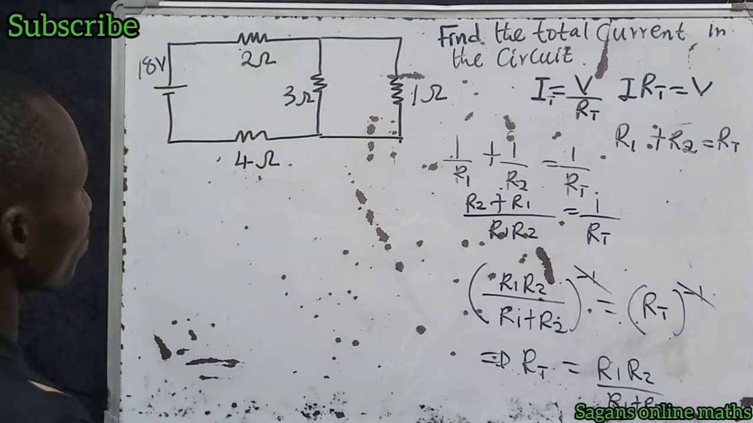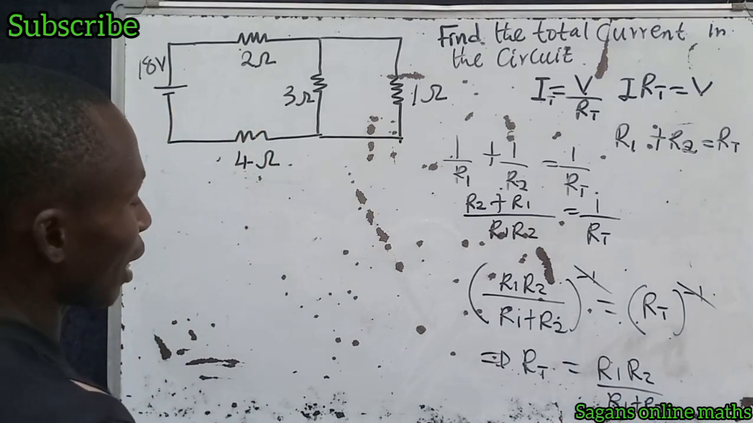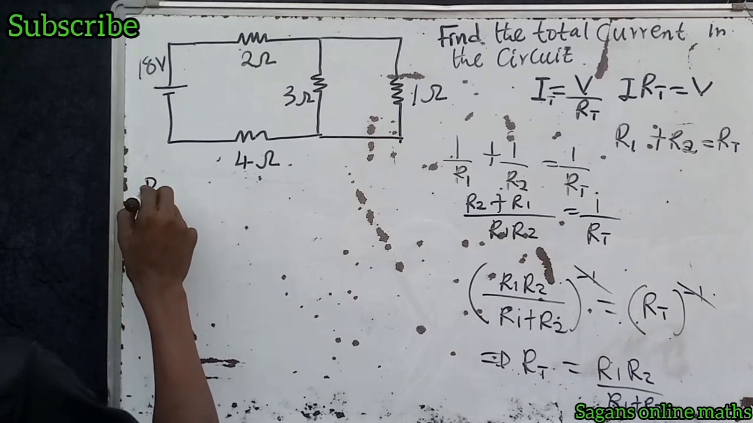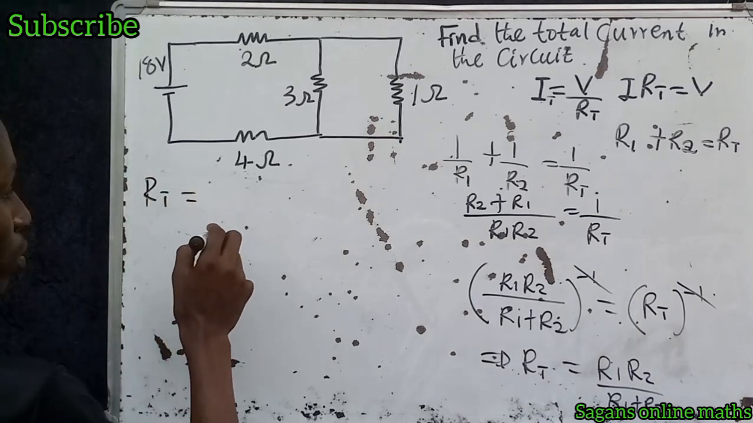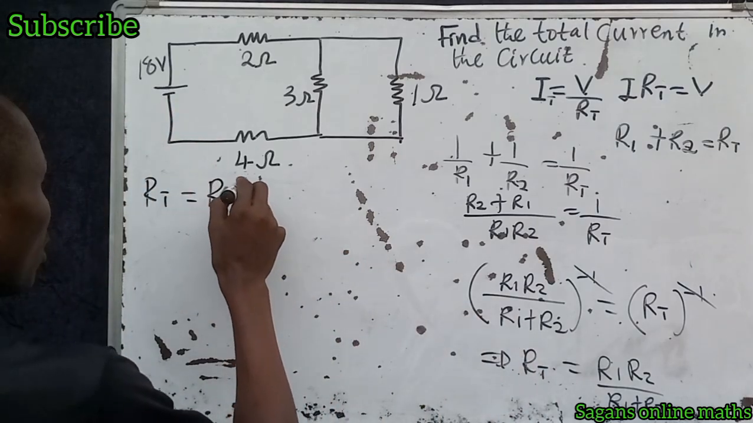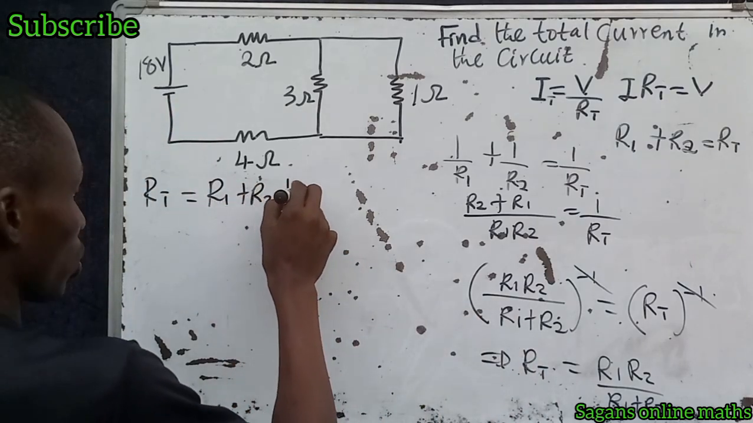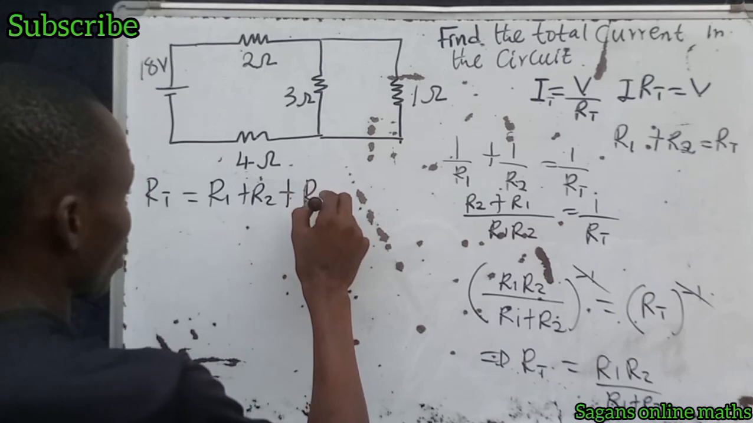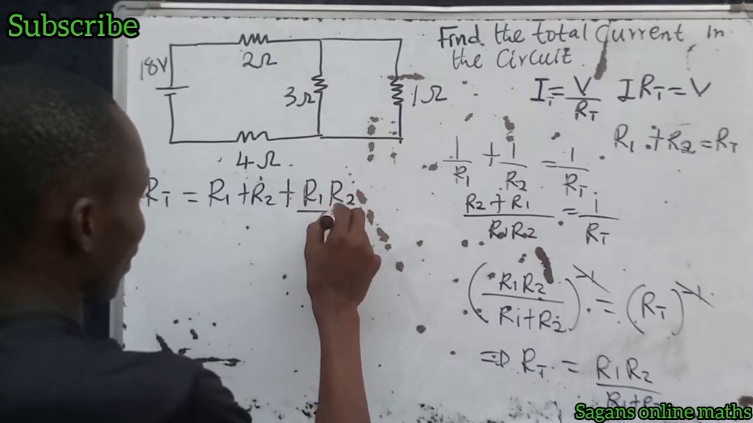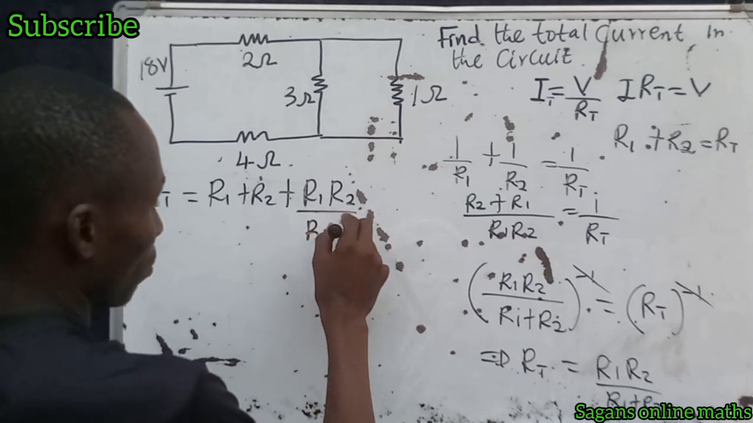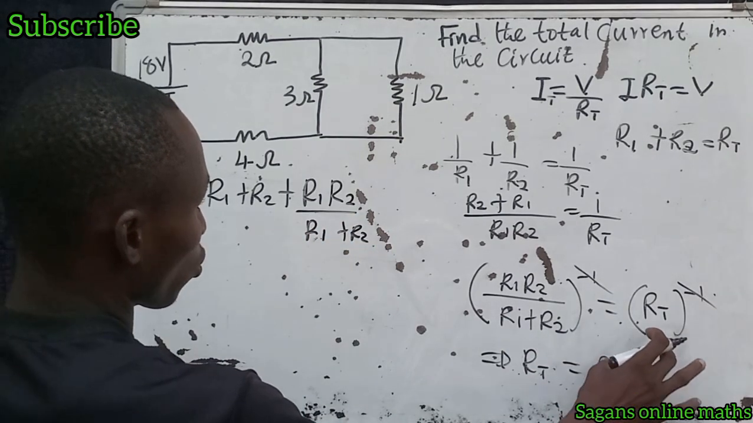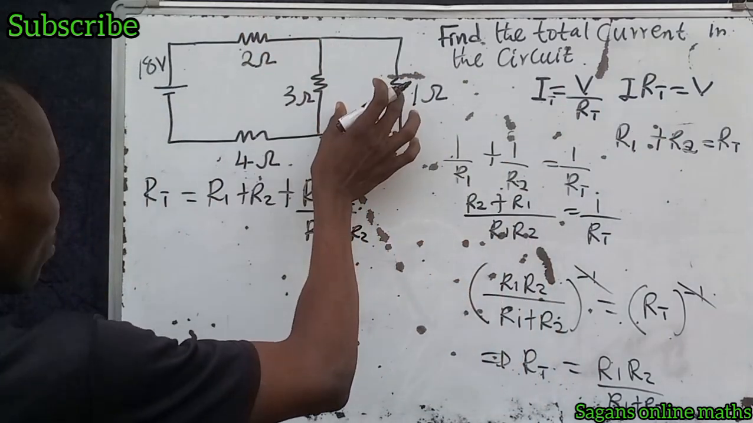So if this is R1, now that means for us to have the total resistance, we have to say total resistance is equal to R1 plus R2 plus R1 multiplied by R2 divided by R1 plus R2. Now this is the formula. You can see we are adding parallel to what? Series. So this is in series and this is in parallel.